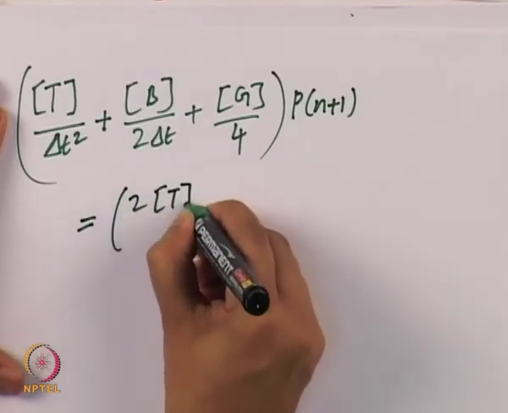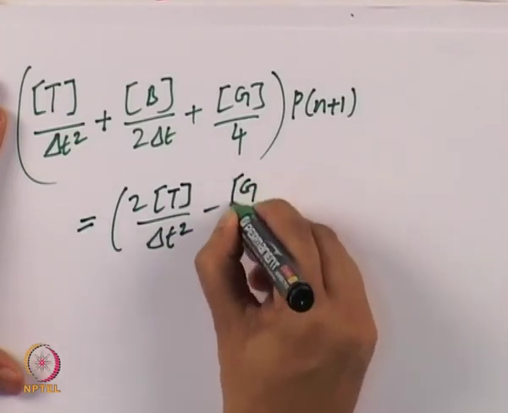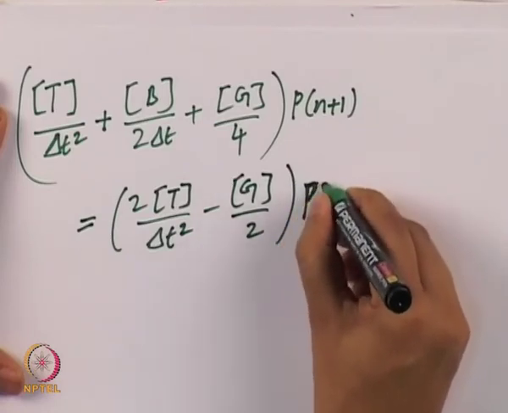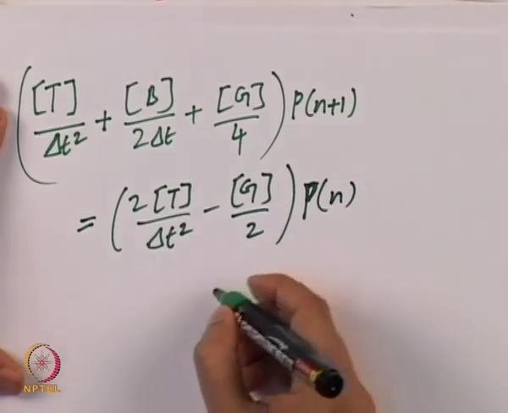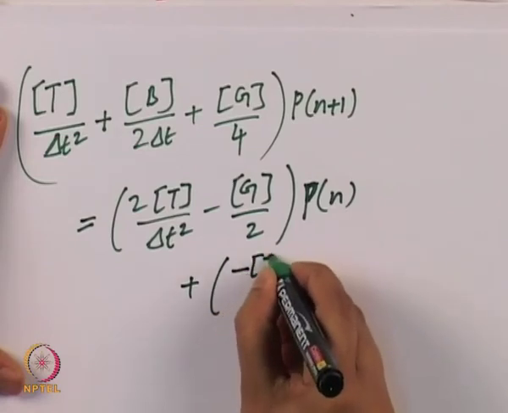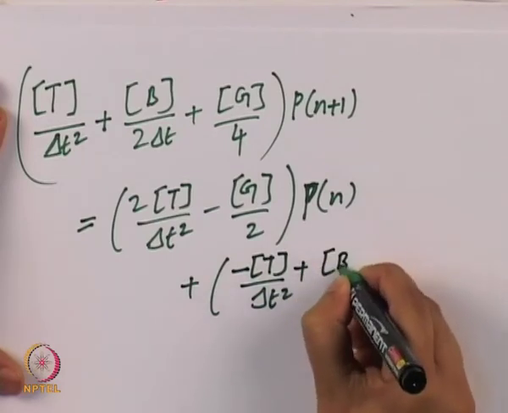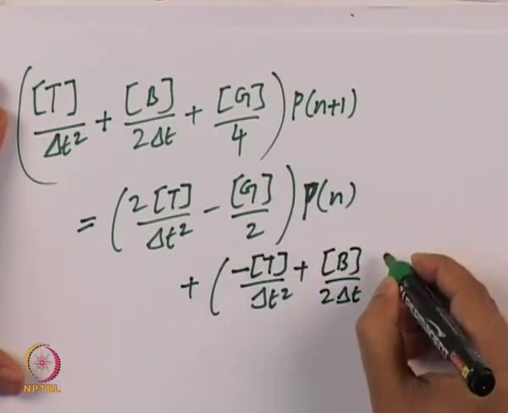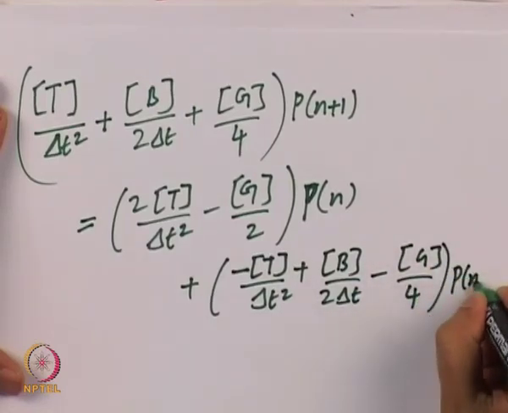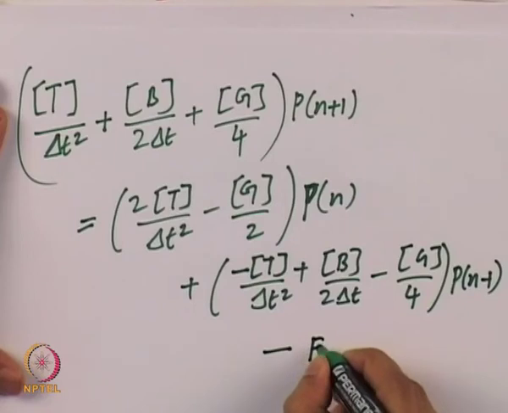2 divided by delta T square minus the G matrix divided by 2, multiplied by P of n, plus minus the T matrix divided by delta T square plus the B matrix divided by 2 delta T minus the G matrix divided by 4, into P of n minus 1, minus the forcing function matrix F.